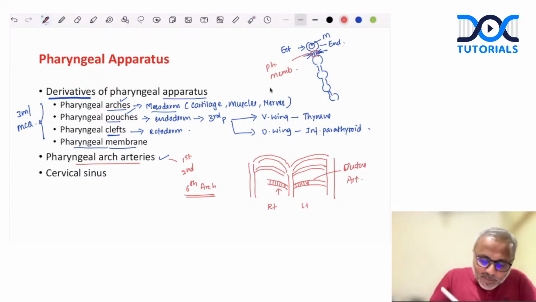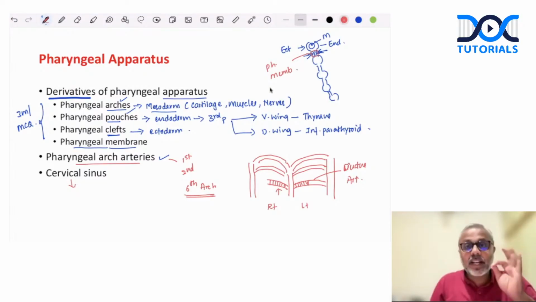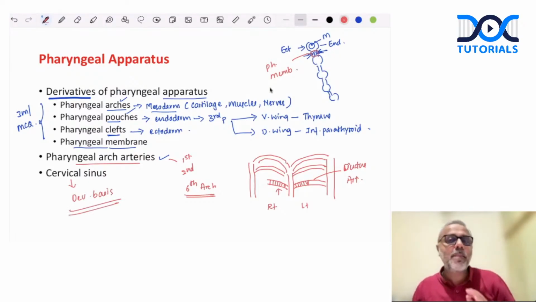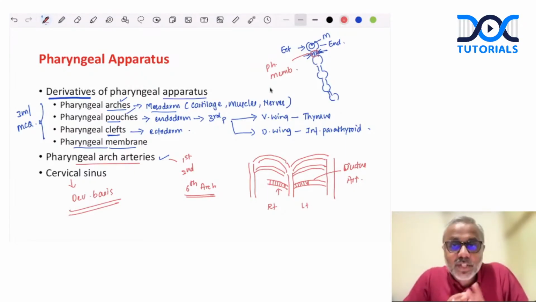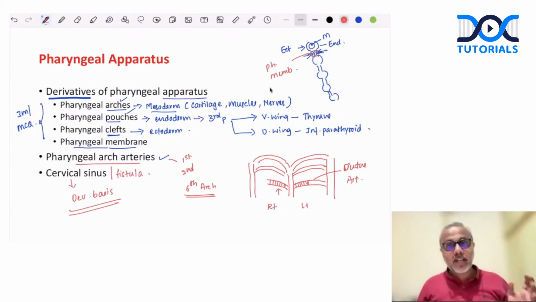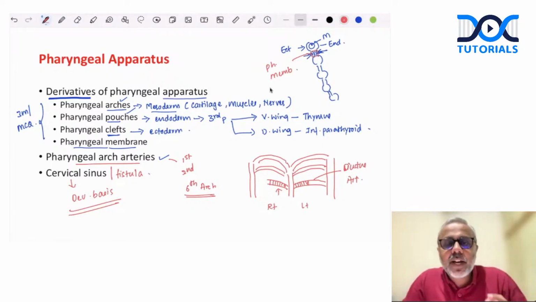In this, one developmental abnormality they can usually ask about is the cervical sinus, right? What they can ask you is, what is the embryological or developmental basis of cervical sinus or cervical fistula? Why does a cervical sinus or cervical fistula form? What is the embryological basis? This could be a very important 3-marker question, right? As I told you, the pharyngeal apparatus is one of the favorite topics of examiners. So this is one topic in embryology that you must never skip, right?